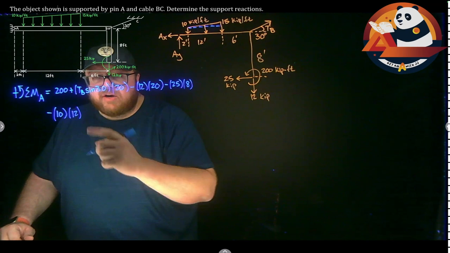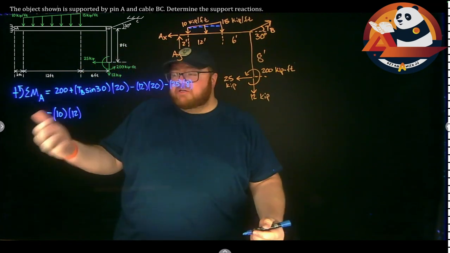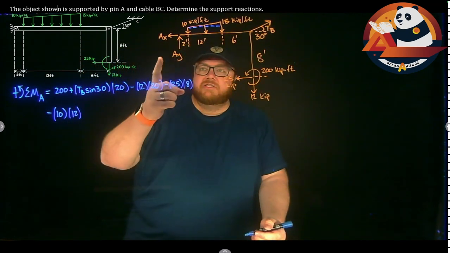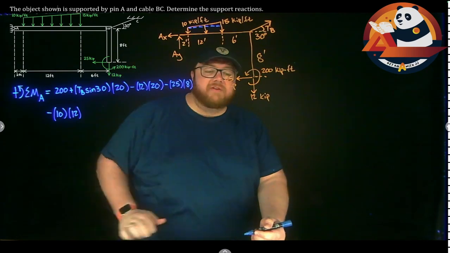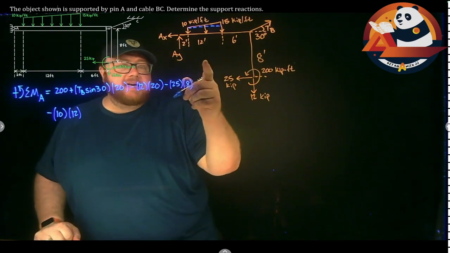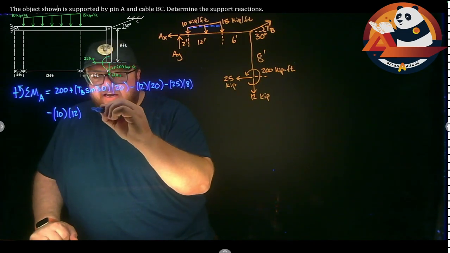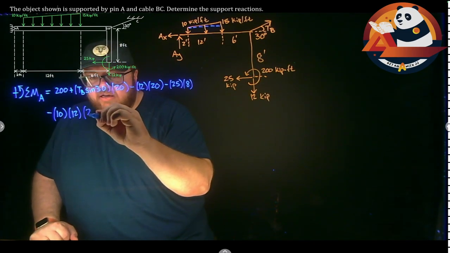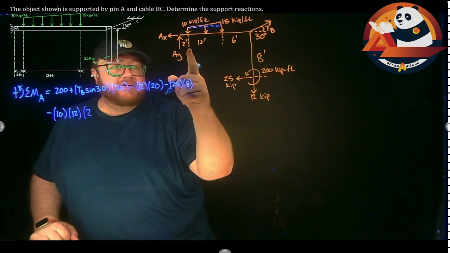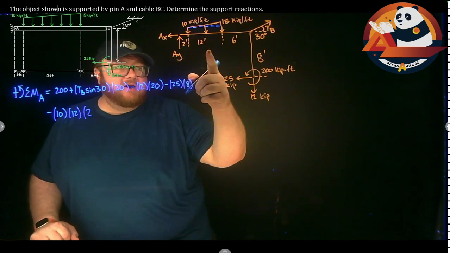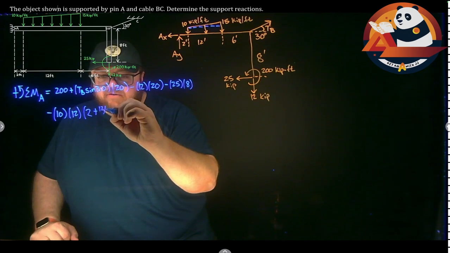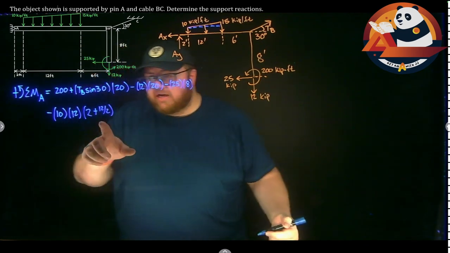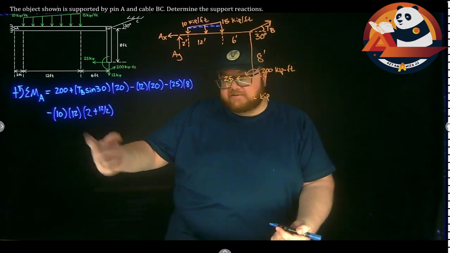If I have force, I'm looking for moment though, I need to multiply by distance one more time. So my distance for a rectangle, I need to get to the dead center of the distributed load. So from A to get to the center, first I need to go in 2 feet to get to the beginning of the distributed load. From the beginning, I go half the width. So 2 plus 12 over 2, 2 plus 6, my distance here is 8.